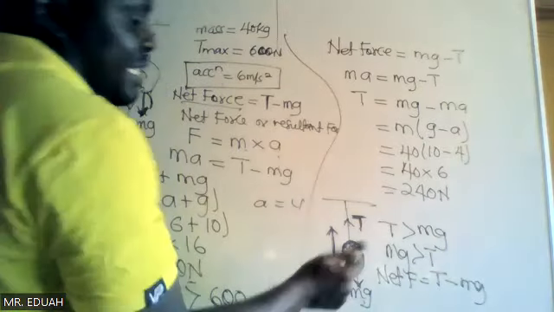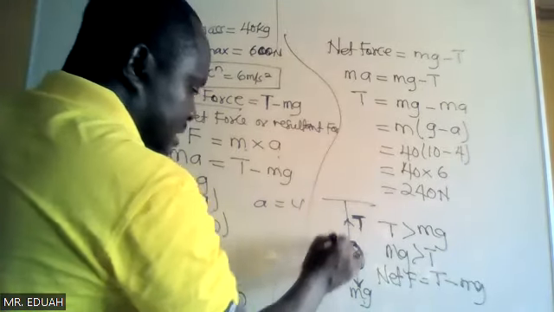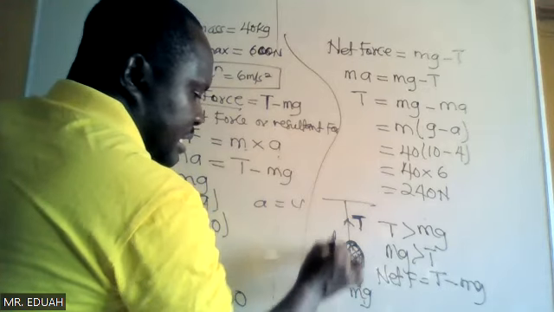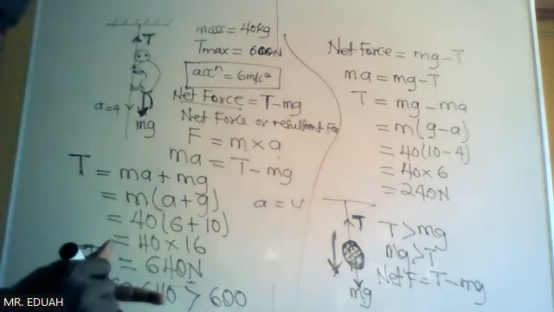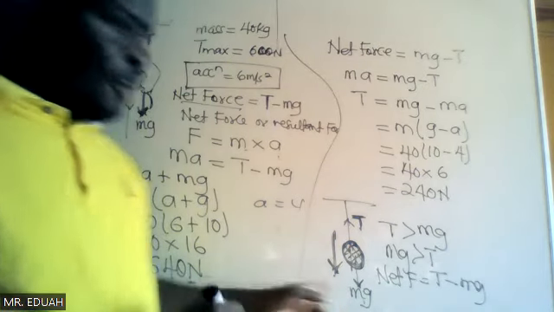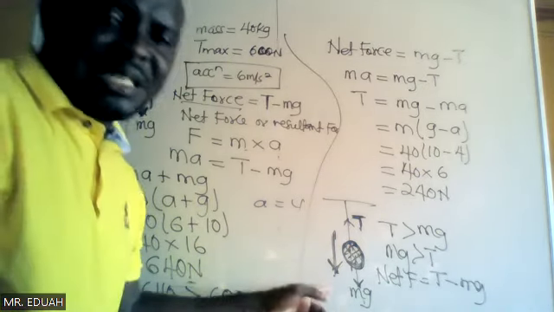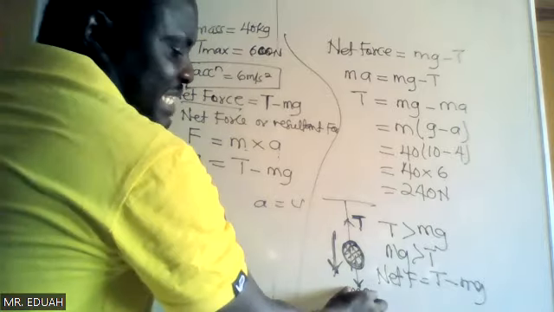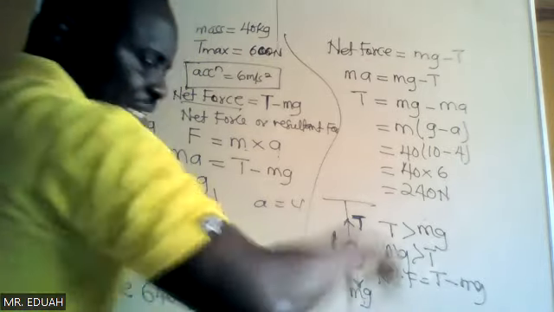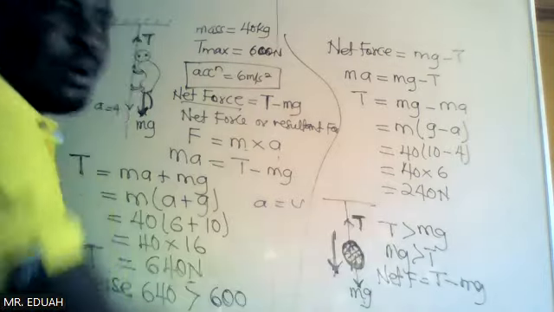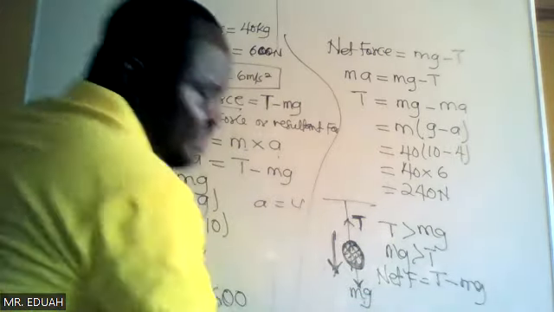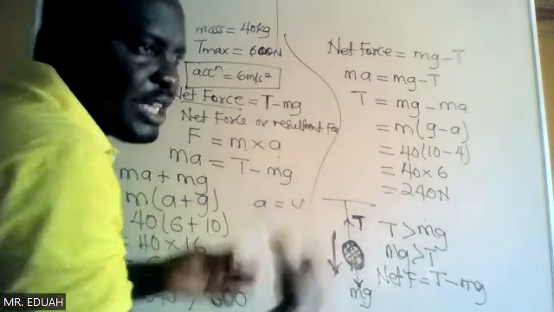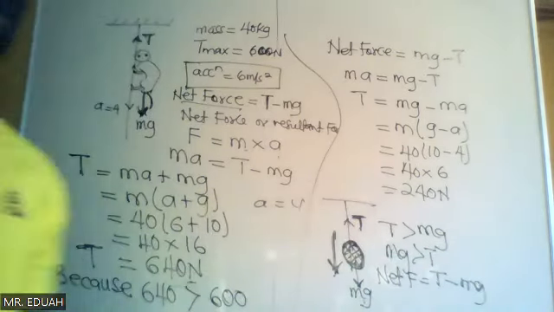If the body is accelerating downwards, okay, the monkey is accelerating downwards, then this time around, because the whole motion is in the direction of the weight, the weight must be greater than the tension to give us that acceleration.